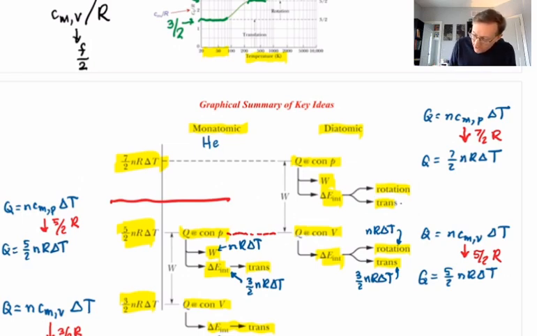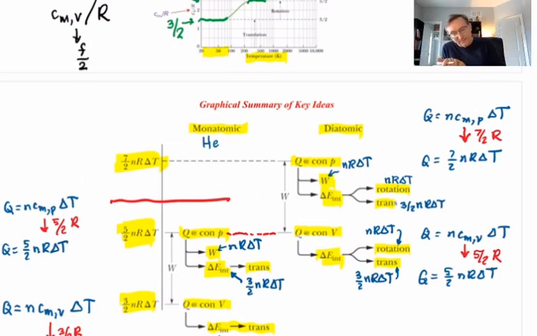And with the translation, you have an associated energy change of 3/2 nRT. And with the rotation, you have an associated energy change of nRT. And with the work, you have an associated energy change of nRT. 3/2 nRT plus nRT is 5/2 nRT, plus another nRT is 7/2 nRT. That was the Q. So that's what this table is trying to show you. It's trying to encapsulate all of this content.